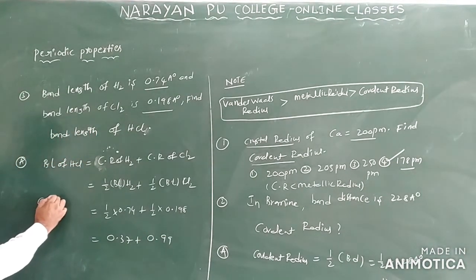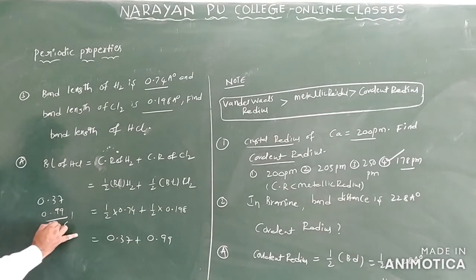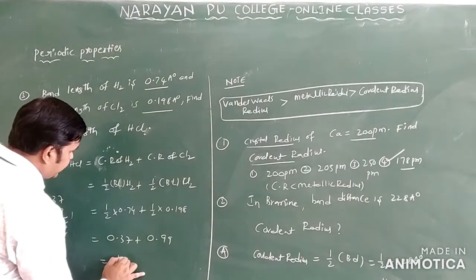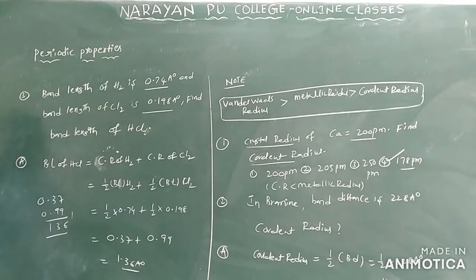So what answer will you get? 0.37 plus 0.99. So how much will you get? 1.36 angstrom units only. So this is regarding the bond length of HCl only. Like this we will do some calculations.